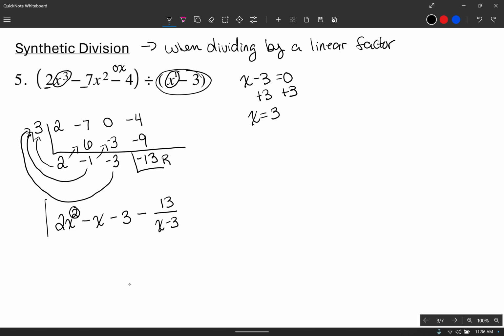It's really a short way of doing things. Now, you could do long division on that. However, it's shorter to do it this way.